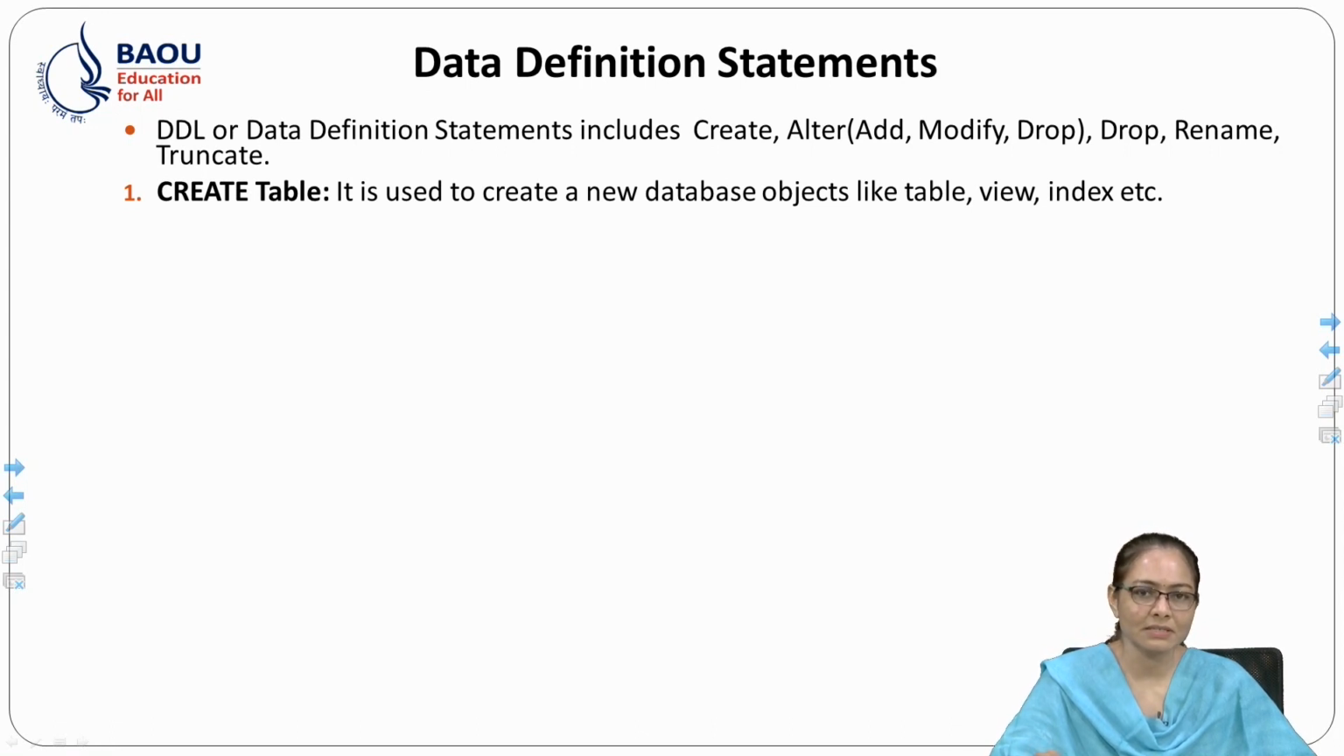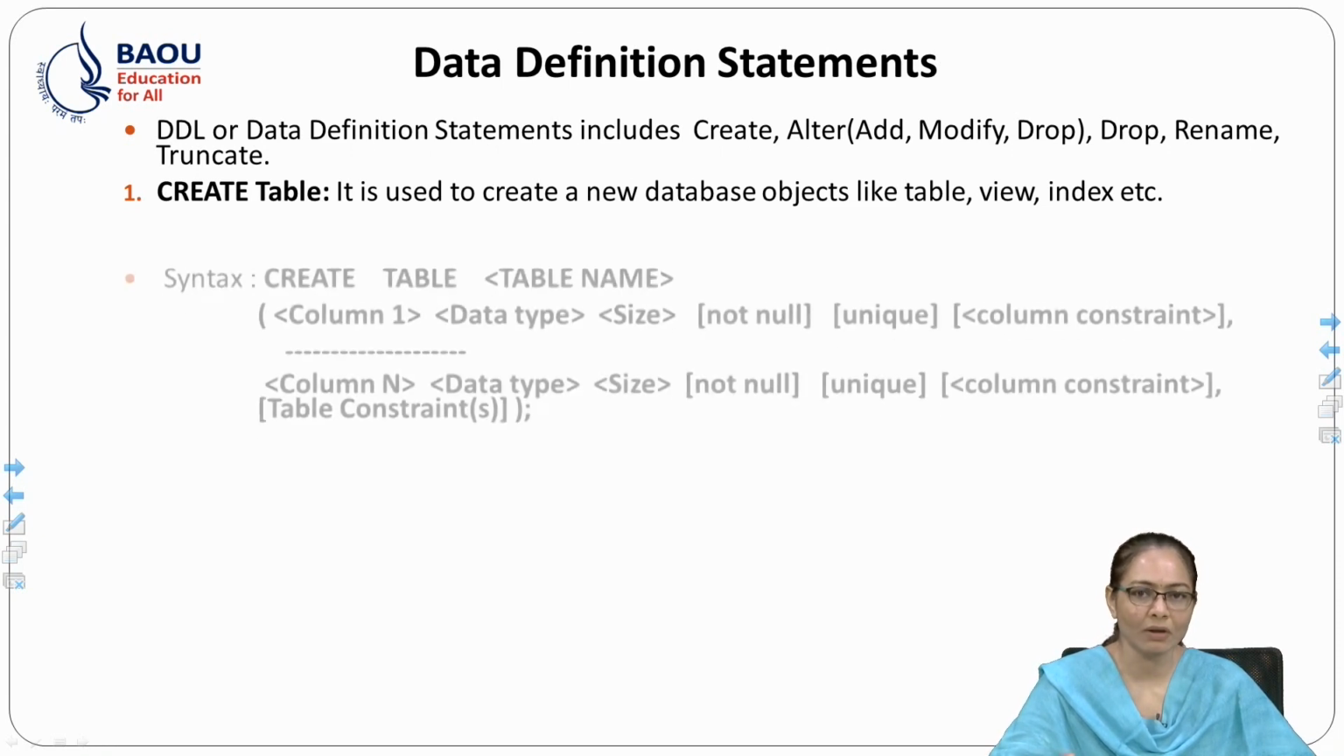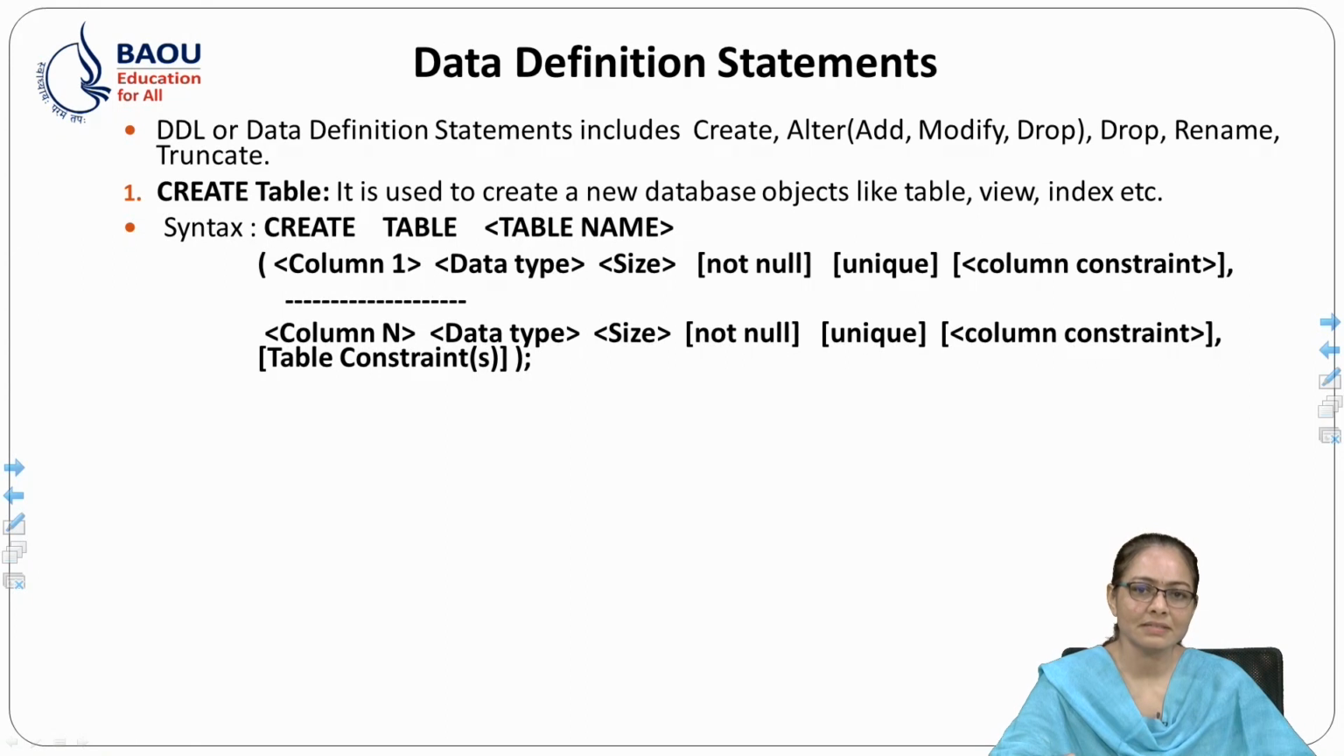Now, first one is the create table command. Create table command is used to create the new database objects like the table, view, index, etc. The column name must be unique. The columns are separated by the commas. Here is the syntax of the create table command.